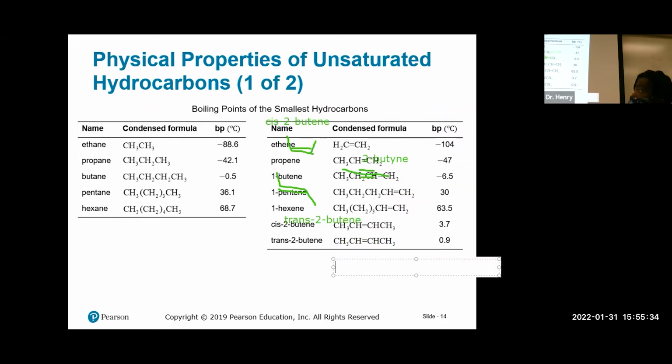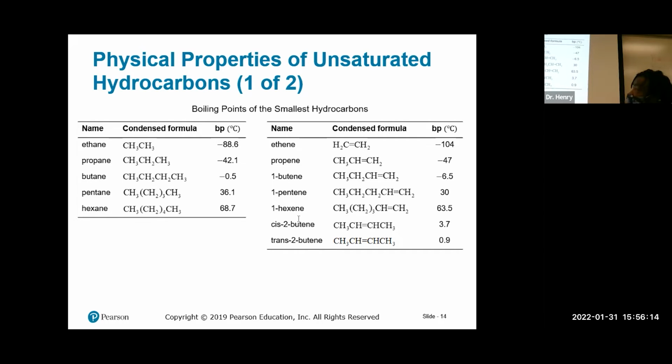Okay, so if we look at it, it pretty much pays attention to that order. Here we have ethane, propane, butane, pentane, and hexane. As we notice, the boiling point increases as the chains get longer. More surface area, okay? Then we have ethene, propene, 1 butene, 1 pentene, 1 hexene, cis butene, trans butene.